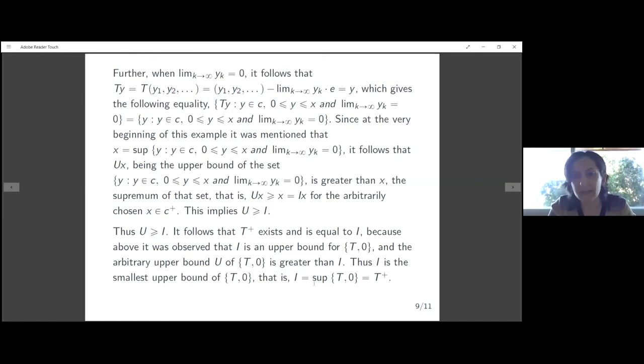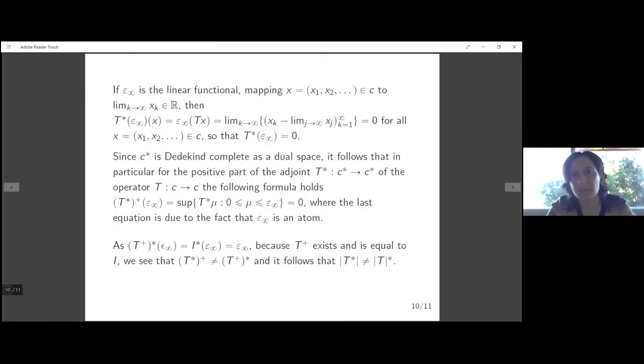Having this, then this functional is defined, which assigns to each vector x in C the limit of x, the limit of xk as k goes to infinity. And this adjoint applied on the functional, applied on vector x, returns the functional applied on Tx, which is the limit of Tx, and the limit of Tx is defined by the following formula, which gives zero. So what we have is that T adjoint on this linear functional is zero.